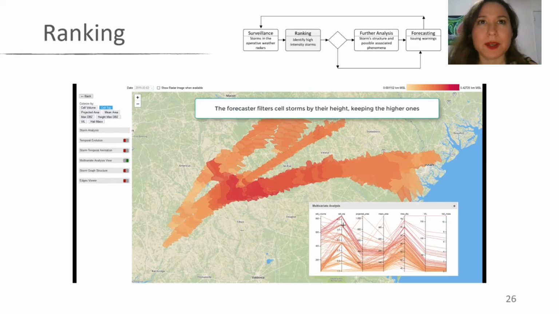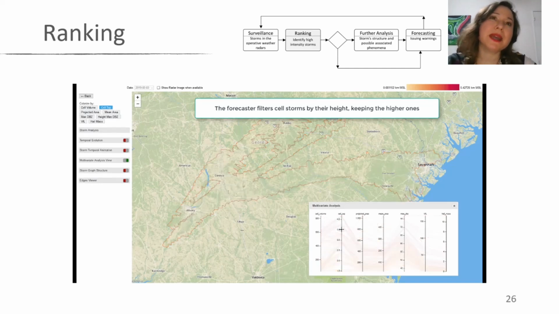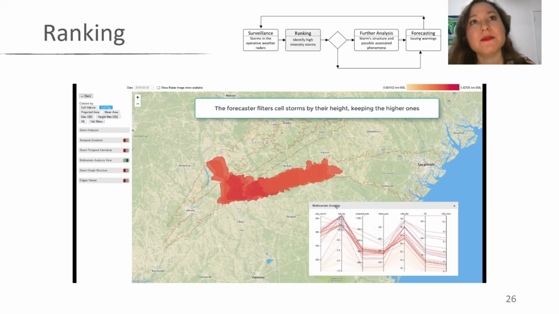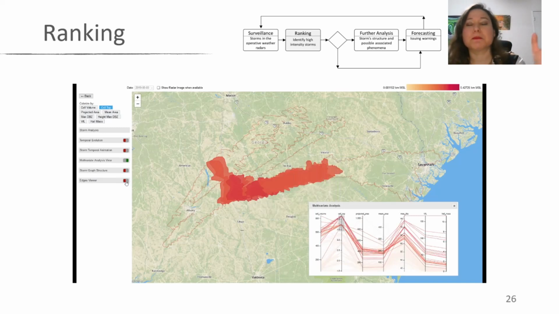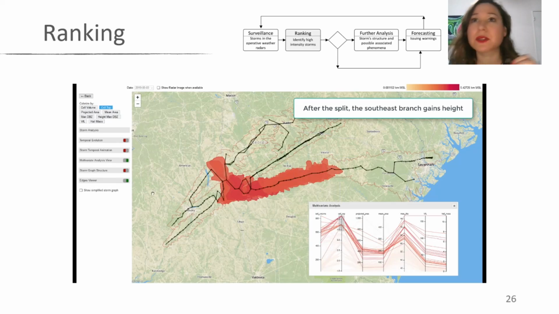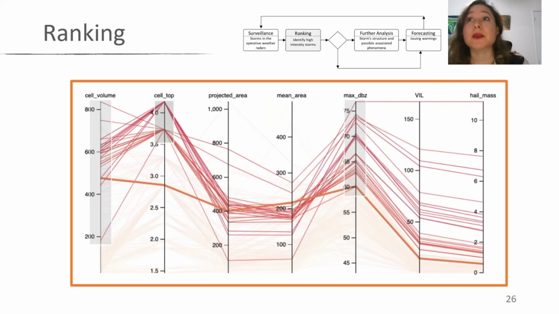As a next step, forecasters rank different storm clusters depending on their severity. To help users detect relevant information, we provide a multivariate visualization tool that shows the different characteristics and allows users to do a compounding analysis between different variables. For example, here we can see that the user selects and filters properties associated with potentially dangerous storms, for example, large cell volume and high intensity.